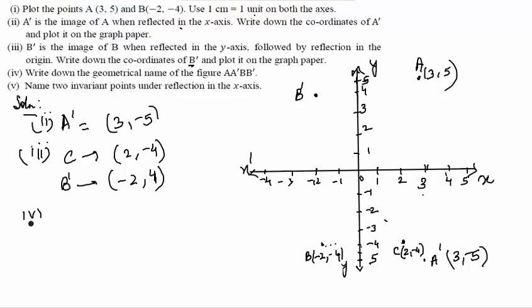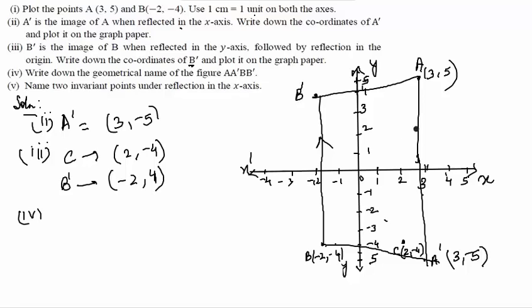Now fourth part, write down the geometrical name of the figure A dash and B dash. So it is like this, and if we notice, these two lines are parallel and these two lines are non-parallel, so it is a trapezium.